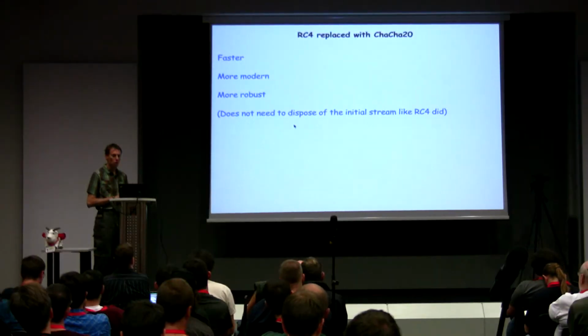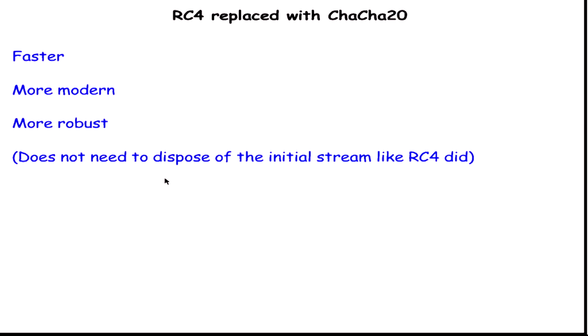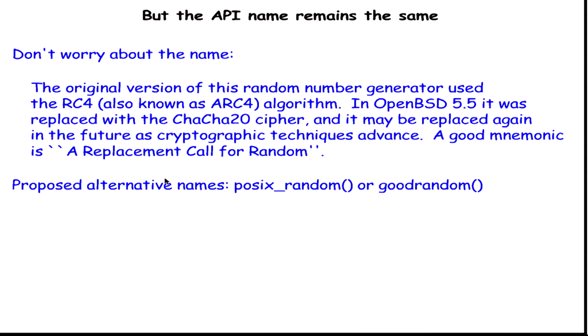Okay, just a few more slides about the change to Cha-Cha. We replaced RC4 with Cha-Cha because Cha-Cha arrived. It's a better stream cipher. It's very important that we don't have to dispose of the early part of the stream. There's performance benefits out of it, and we'll change it again if we have to. And the best way to look at all of this is sometimes people go and say, hey, but it's RC4. RC4 is not a good name to have in an API anymore.